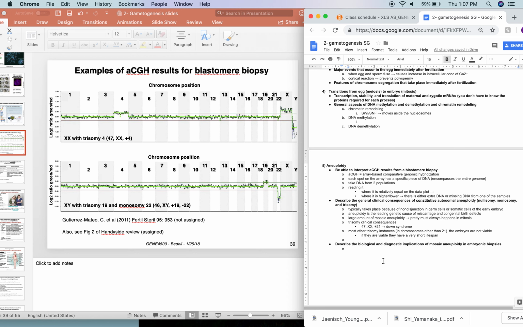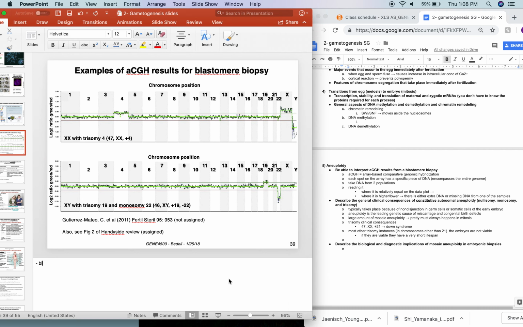Now, yes, you can use the same technique to look for translocations. Well, no, wait a minute. Copy number variants. Yes, you could have small deletions or small duplications that could be detected by this. It would probably require higher resolution. We're just looking for non-disjunction. So this is a blastomere from one embryo. This is a blastomere from another embryo. So what do you see in this top result?